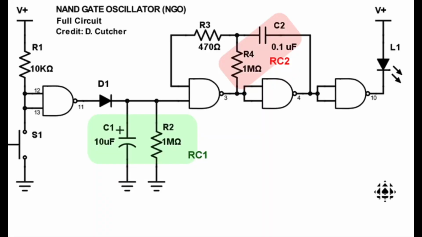Here we can see both RCs. RC1 is responsible for the duration of the clock signal, and RC2 is responsible for the frequency of the clock signal. We can adjust the frequency and duration by adjusting the capacitors and resistors.